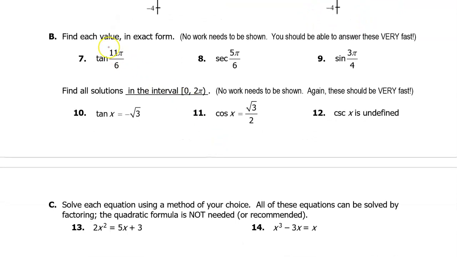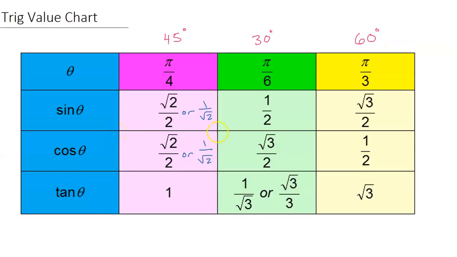Section B. Find each value in exact form. No work needs to be shown, but we should be able to answer these questions pretty fast. In pre-calculus, you should have memorized all of the values on this chart. For example, off the top of your head, you should know that the tangent of pi over 3 is radical 3. I'm going to assume that you've memorized this.